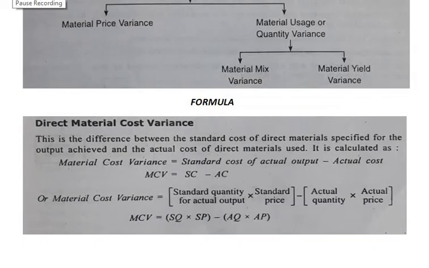Let us look at the various formulas of the direct material cost variance. First of all, we have the material cost variance. This is the difference between the standard cost of direct material specified for the output achieved and the actual cost of direct material used. So it is calculated as standard cost of actual output minus actual cost. MCV stands for material cost variance, SC stands for standard cost of actual output, and AC stands for actual cost. Or the material cost variance can be calculated by the formula standard quantity into standard price minus the actual quantity into actual price.